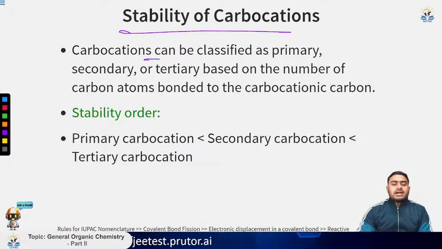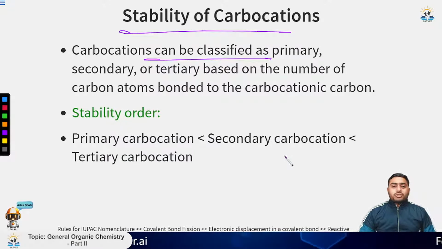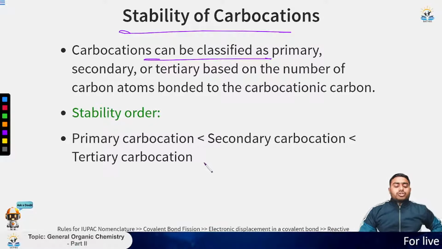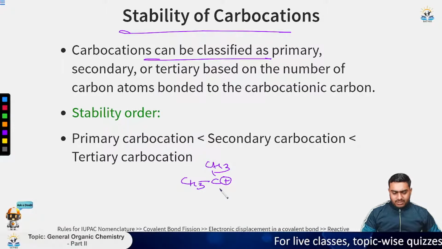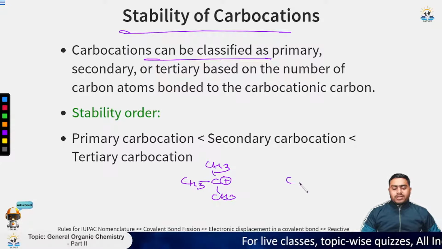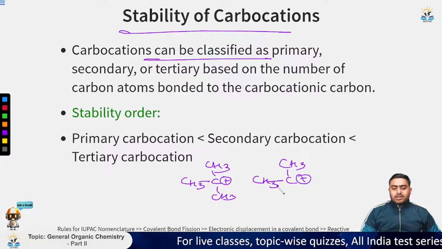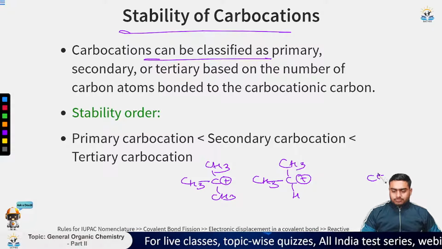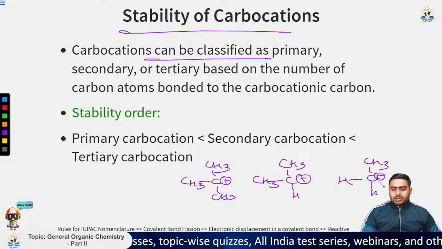Stability of carbocation. A carbocation can be classified as primary, secondary, or tertiary based on the number of carbon atoms bonded to the carbocationic carbon. Right? So the stability order must be primary, secondary, tertiary. You can see this is C positive, then CH3, then CH3, then CH3. Okay. Then the next one is C positive, then CH3, CH3, and hydrogen. Then CH3, hydrogen, and hydrogen.